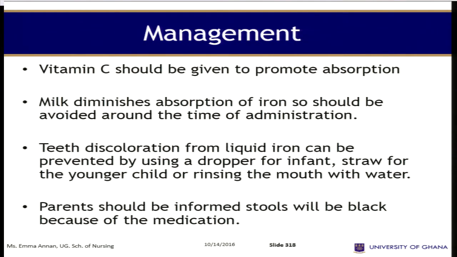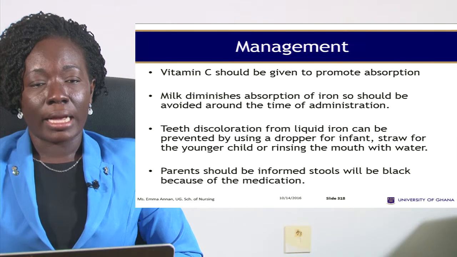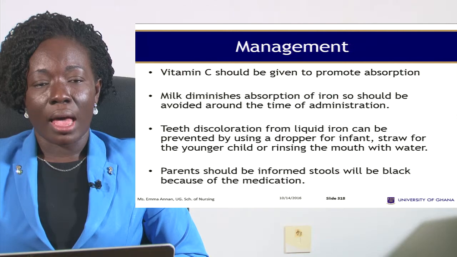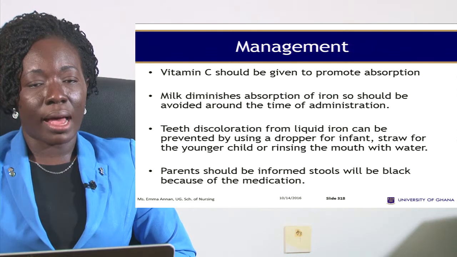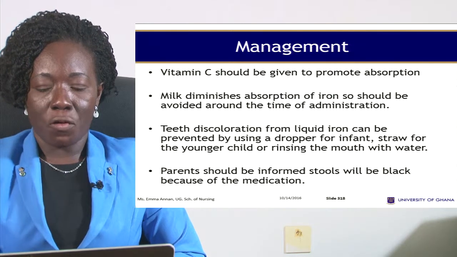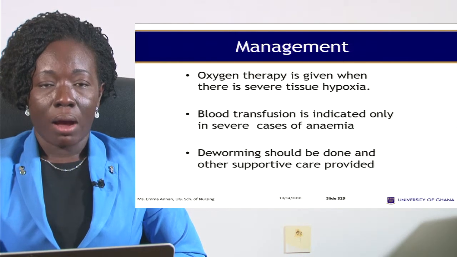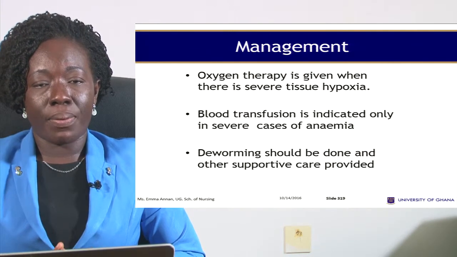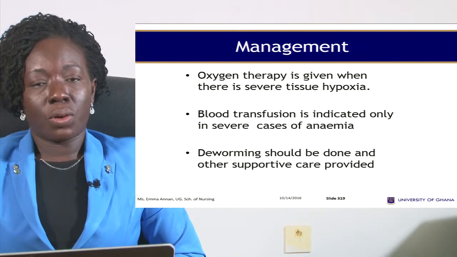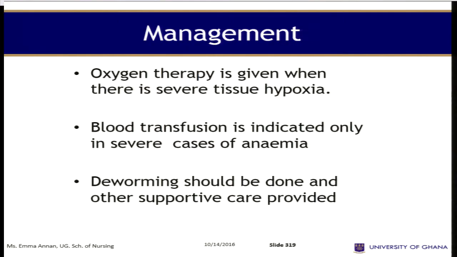Then parents should be informed that stools will be black because of the medication. If you don't tell them, they will come back with their children or stop the medication, telling you that the color of their child's stool has changed, and because of that, they are not comfortable. So you need to inform them. Oxygen therapy is given when there is severe tissue hypoxia. Blood transfusion is indicated only in severe cases of anemia, and deworming should be done and other supportive care provided.